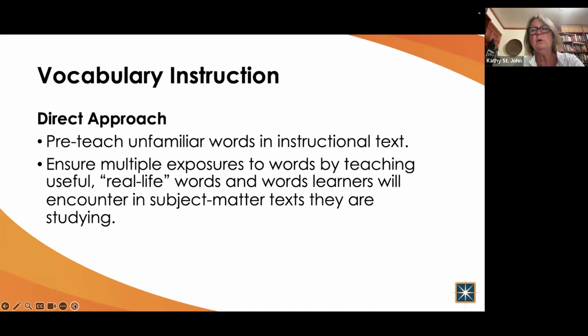Okay. So what are the best ways to teach vocabulary? And so this is what happens. How many of you are using textbooks with your learners?